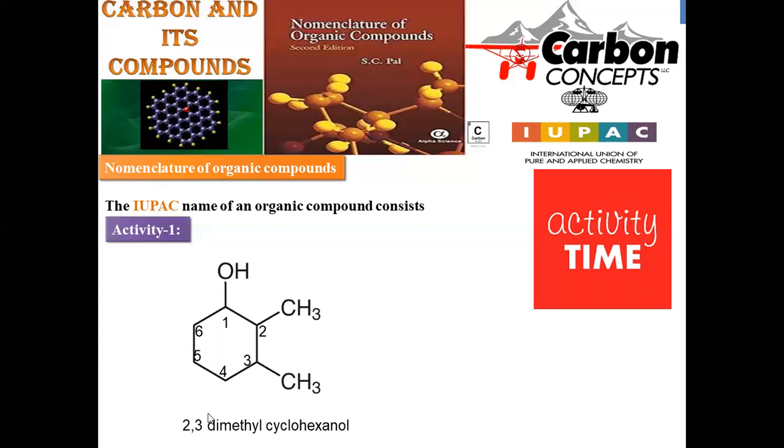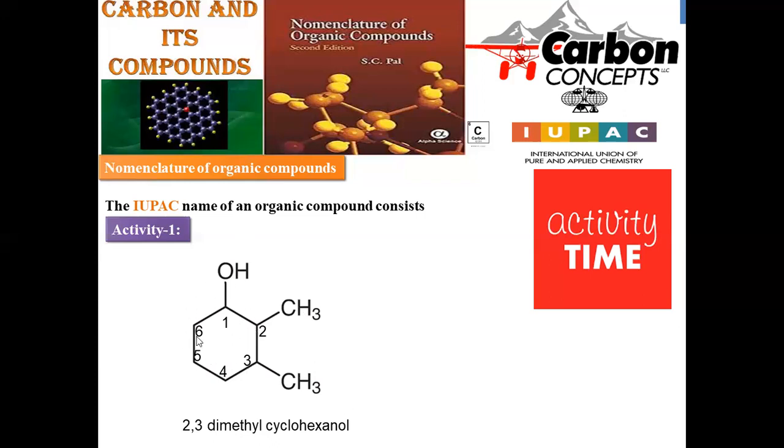Now, a very simple compound is provided to us where we have a cyclic ring, a hydroxy group, a methyl, and another methyl. Always we have to go with the oxygen containing functional group. It will get the priority, so numbering will be started from OH. 1, 2, 3, 4, 5, 6 will be the numbering. Second and third carbon, what are the groups? Methyl. How many? 2. So 2,3-dimethyl. We have to assign 2,3-dimethyl. Two similar, that's why dimethyl.